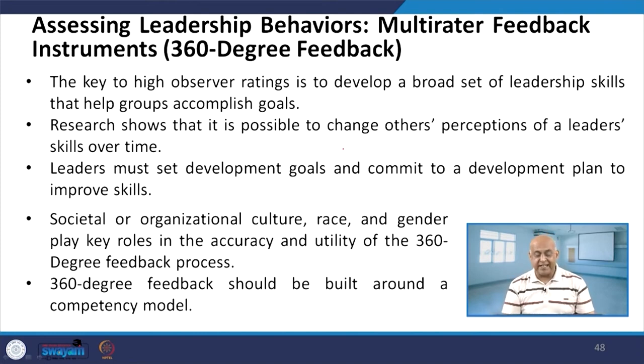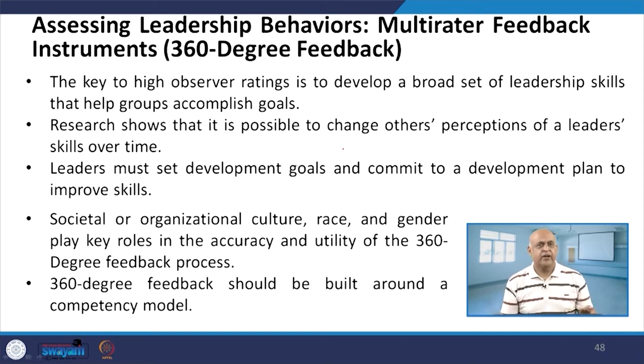Societal or organizational culture, race and gender play key roles in the accuracy and utility of the 360 degree feedback process. And therefore, what type of societal structure is there? What is the culture? The societal culture especially will be affecting genders.